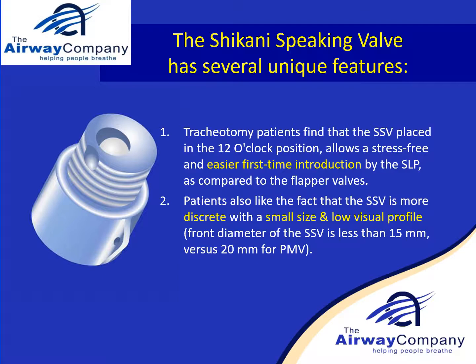Patients also like the fact that the Shikani speaking valve is more discreet, smaller in size, with a lower visual profile than the flapper valves. Indeed, the front diameter of the Shikani valve is less than 15 millimeter versus 20 millimeter for the Passy-Muir valve. This is due to the fact that the flapper valves have to be larger to allow a thin membrane to be able to fold inside the valve, a requirement which is not needed for the ball that moves in and out the cylinder.